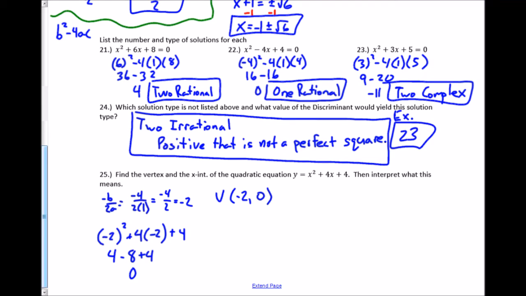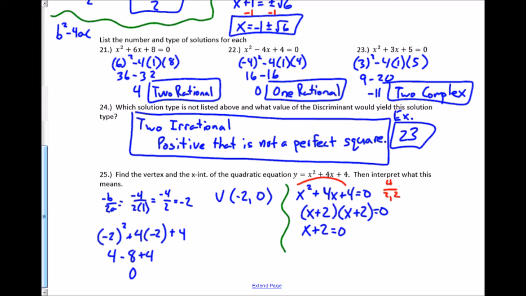It also asks me to find the x-intercepts. The x-intercepts is when y equals 0. So essentially, I set this equation equal to 0, and I'm going to solve it. So I build a bridge, and I factor it. 2 numbers that multiply together to give me 4, but add to 4 is 2 and 2. That means this factors into x plus 2 and x plus 2. I set each factor equal to 0, and really, since it's the same factor twice, I just need to do it once. I'm going to get the same answer both times. So I find out that x equals negative 2.